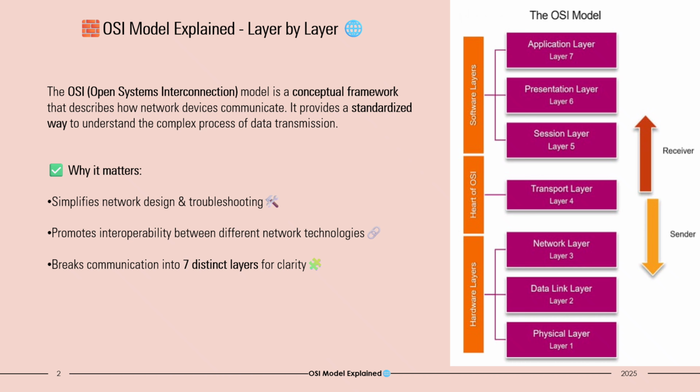The model is structured into 7 distinct layers, each responsible for a specific set of functions. This layered approach simplifies network design, implementation, troubleshooting, and understanding. It promotes modularity and interoperability, allowing different network technologies to work together seamlessly.